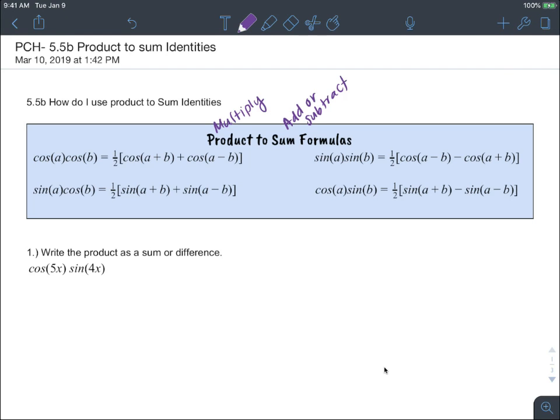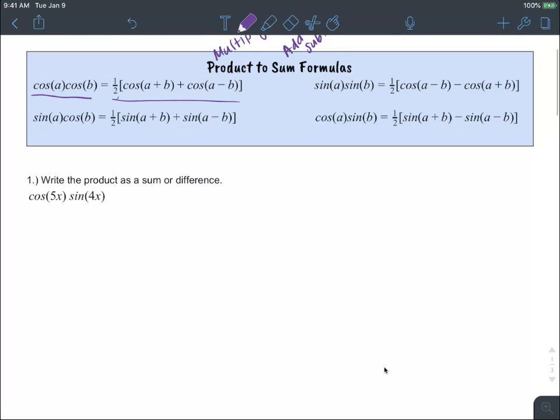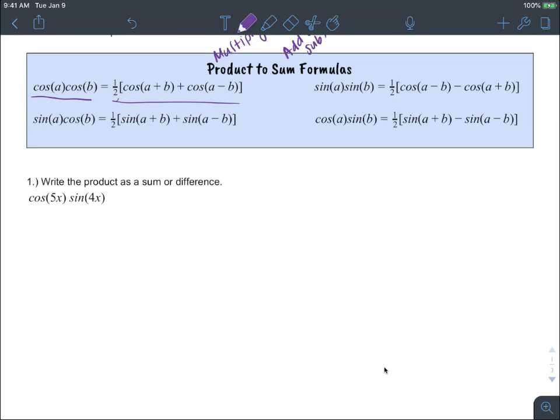We are going to start with multiplying two ratios together, and then, this unit's all about how we can rewrite different trig ratios. So we can rewrite these by adding or subtracting two trig ratios together. Okay. So product to sum, I am multiplying two ratios together. So I'm going to call 5x A and 4x B.